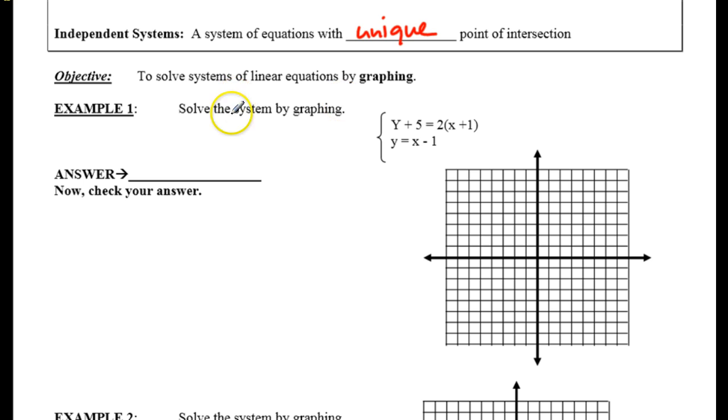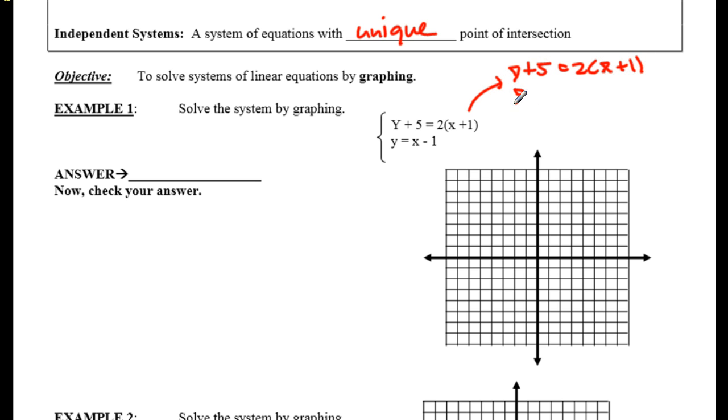Okay? Now example 1, we want to solve the system by graphing. Here is our system. Our two equations are y plus 5 equals 2x plus 1 and y equals x minus 1. Okay? Now this equation, the bottom one, is ready to be graphed because it's in slope-intercept form. This one we're going to take some time and convert it to slope-intercept form in order for us to graph it. Okay? So, once again, we have y plus 5 equals 2x plus 1.